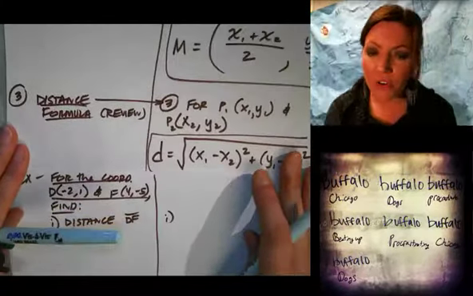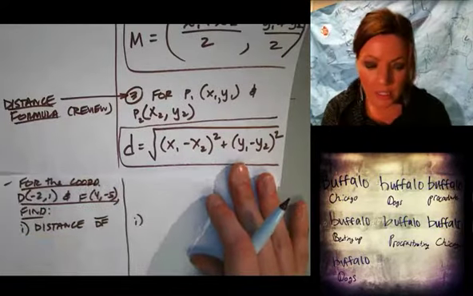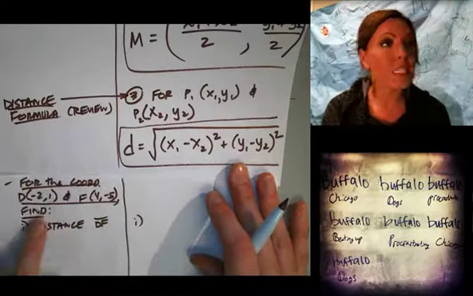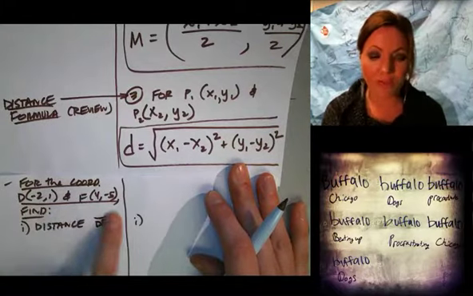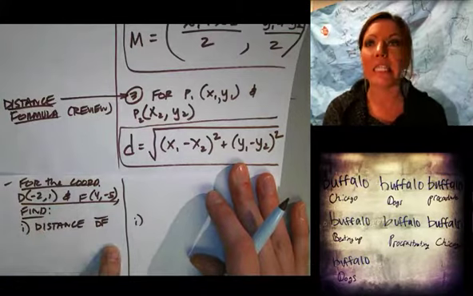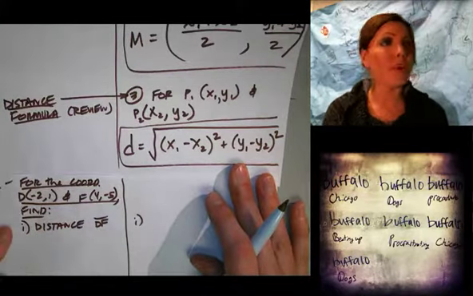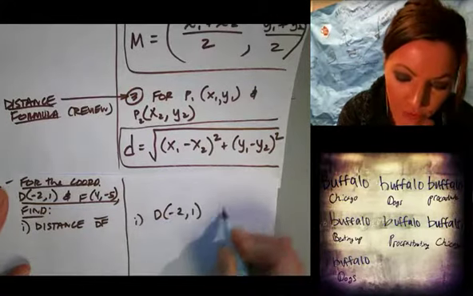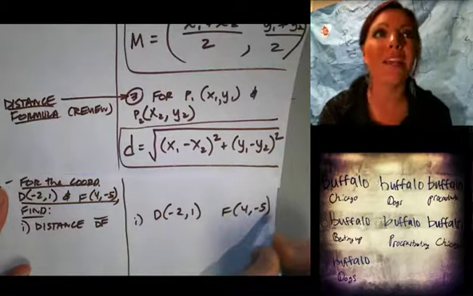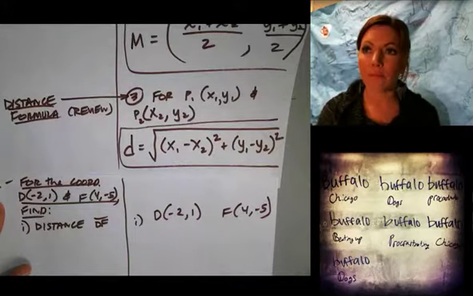Okay, so for the first set of examples, for the coordinates D, which is at -2, 1, and F, which is at 4, -5, we want to find the distance between points D and F. So, how do I do it? So if D is -2, 1, and F is 4, -5, how do I find the distance between those 2 points? How do I do it, Jade?